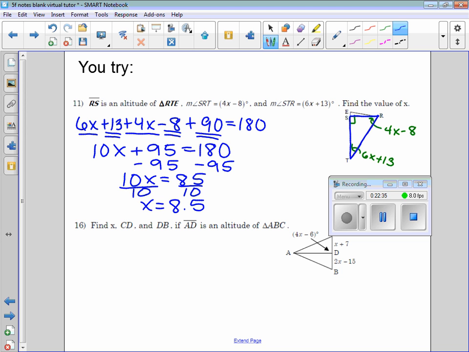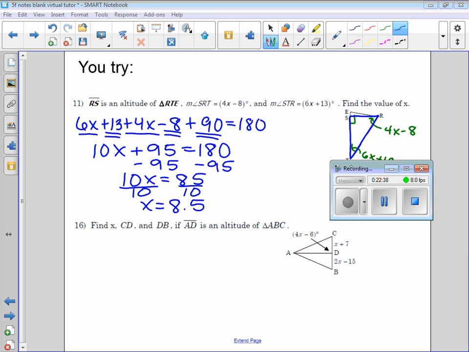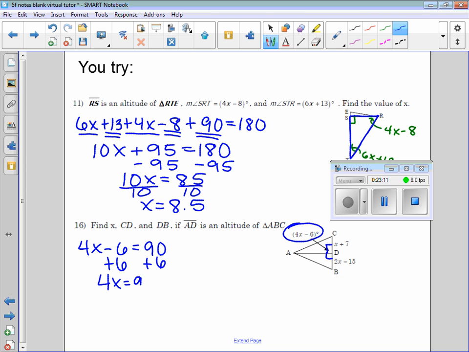In the next question, they tell you to find x, CD, and DB if AD is an altitude of triangle ABC. So they tell you that AD is an altitude, so we know that this right here is a 90-degree angle. And this side over here is also a 90-degree angle. Well, they also tell us this right here is 4x minus 6. So I can set up an equation for x saying 4x minus 6 equals 90. Add 6. Gives you 4x equals 96. Divide by 4 gives you x equals 28.